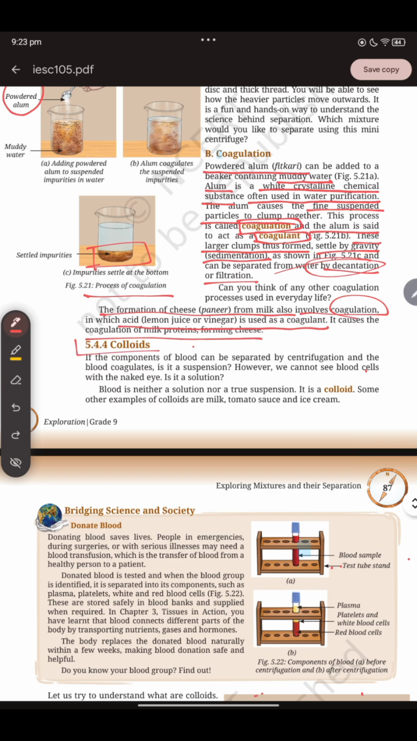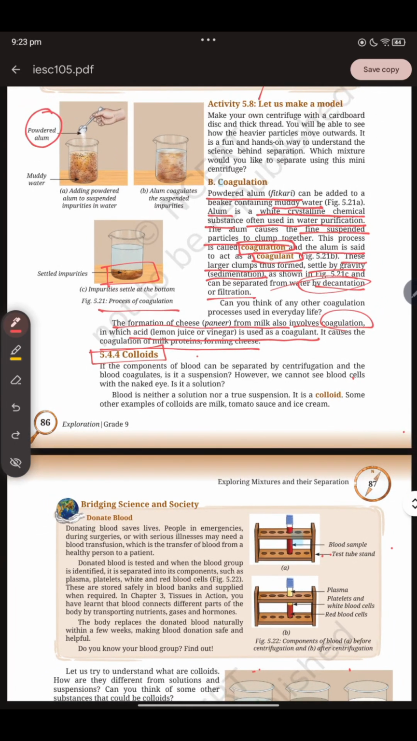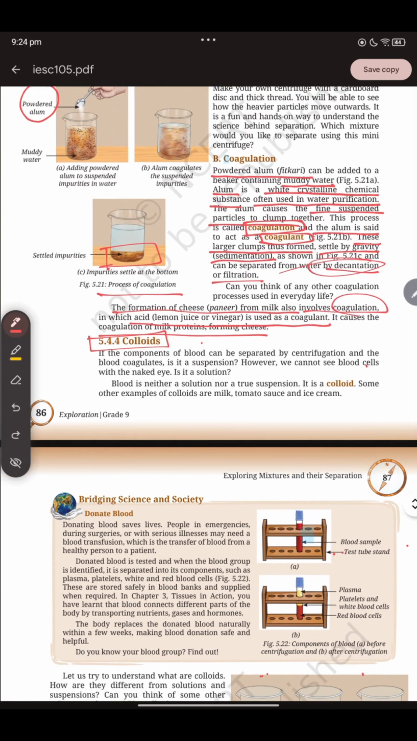Now, what are colloids? We have discussed that colloids are the particles having the particle size in between a true solution and a suspension. That is, the colloidal particles are not as small as that of a true solution and not as big as suspension particles, right? So their particle size is between that of true solution and suspension. So that is what a colloid is.